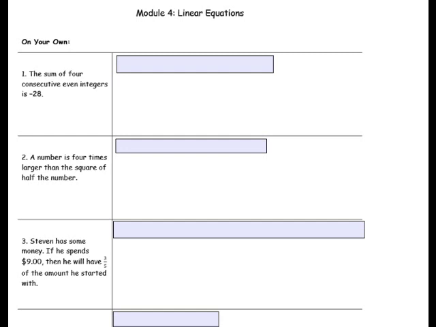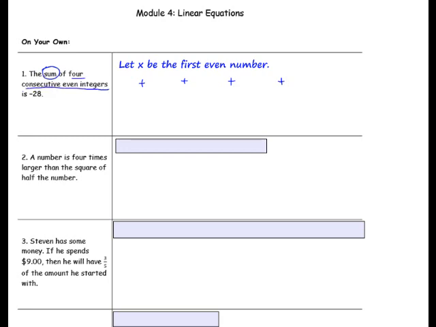The sum of 4 consecutive even numbers or even integers is negative 28. Pause the video and write your equation. Remember to identify your variable first. The sum, so we're going to be adding them together. 4 consecutive even integers is negative 28. So we know that this is going to be equal to negative 28.